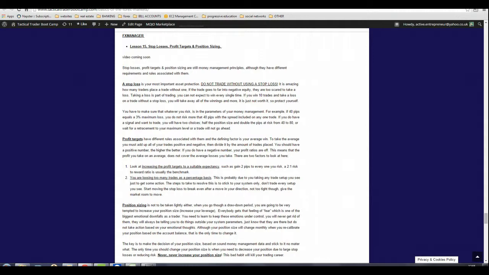If you win 10 trades and take a loss on a trade without a stop loss, it'll take away all of those winnings and more. It's just not worth it, so protect yourself, protect your position.